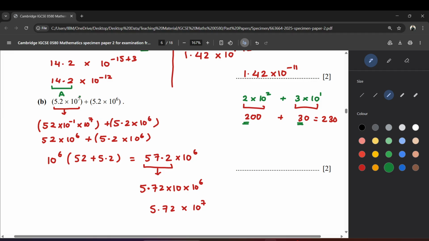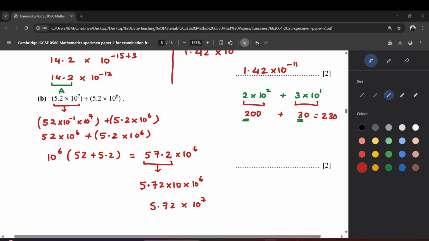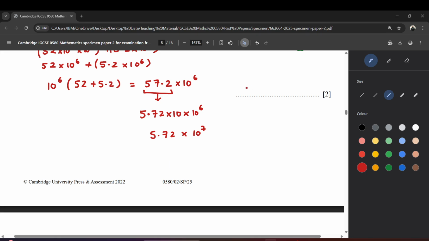But obviously, because we have 10 to the power of 7, and in some cases you can have 10 to the power of 15, you're not going to expand the whole thing, right? So you must understand how you can do these types of calculations even within the standard form notations. Okay, so I hope that this was clear. So our answer is 5.72 into 10 to the power of 7.